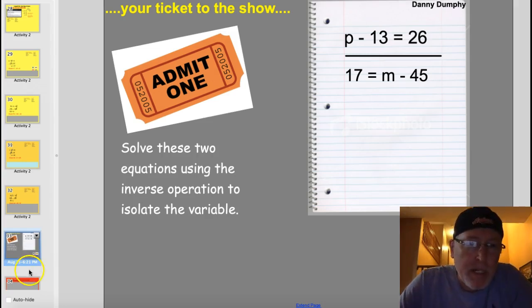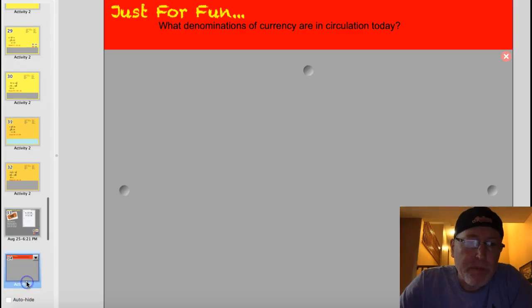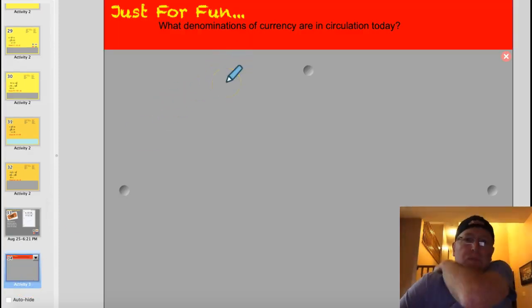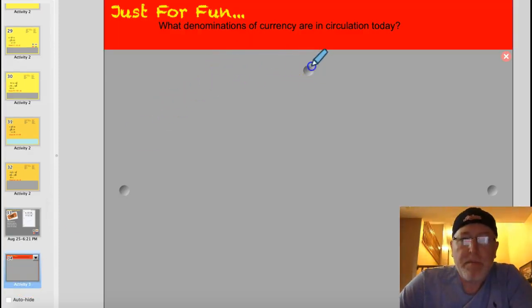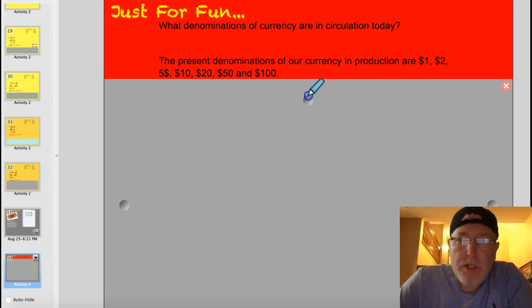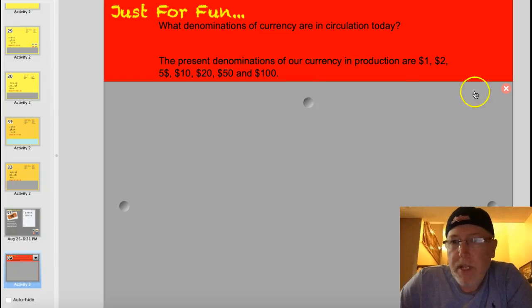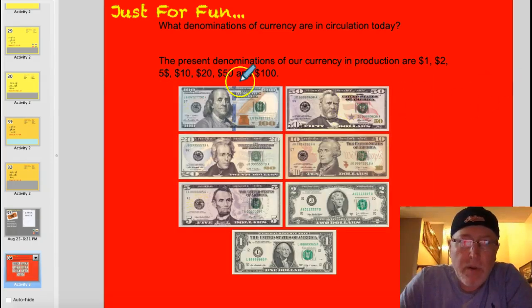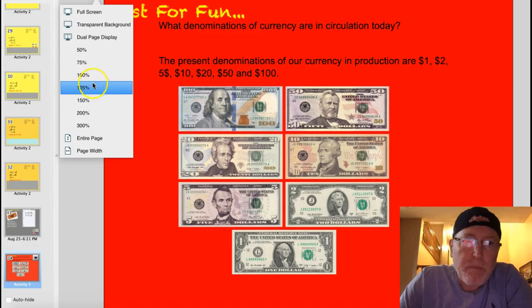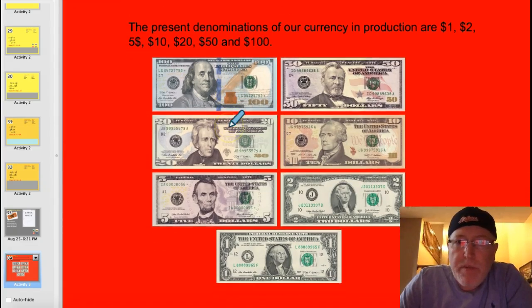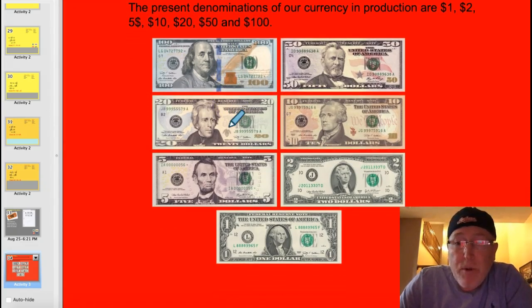And let's take a look at the trivia question. What denominations of U.S. currency are in circulation today? Well, we've got the 1, 2, 5, 10, 20, 50, and 100. Some interesting things about it. I kind of get into this geeky stuff here. Let's just make this a touch bigger. Which one of them does not feature a president?